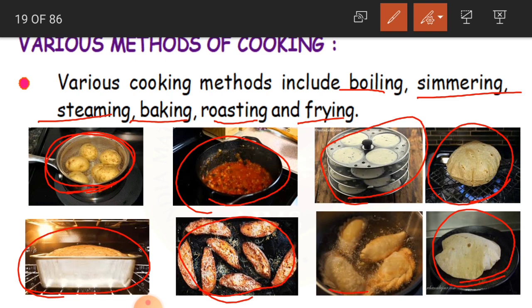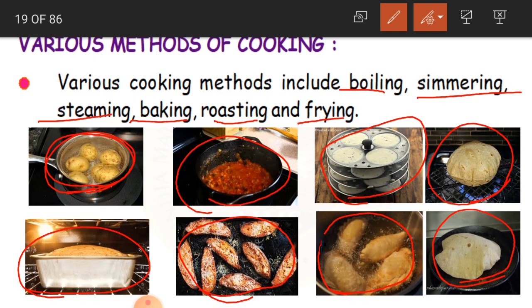But again here, if you see, this wheat is deeply fried in the oil. This is deep fry. Puri, snacks, fritters, vada, all that, we deep fry in oil. That is also frying, but that is deep frying. Okay, children, clear? So these are the various methods of cooking.